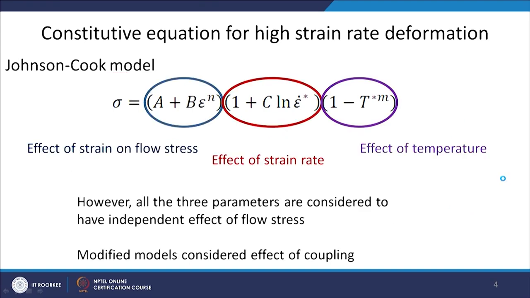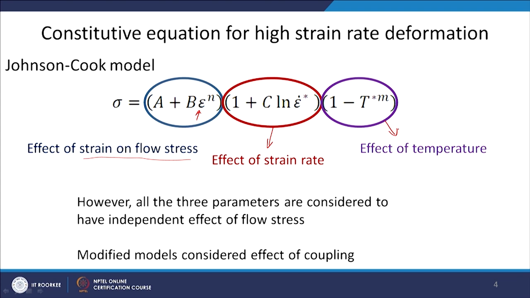So basically, the Johnson-Cook model, if you see, contains three terms. The first term brings out the effect of strain on flow stress, with the strain hardening coefficient. The second term brings out the effect of strain rate, and the third term brings out the effect of temperature on the flow stress. So all three important parameters are considered in the flow stress term.